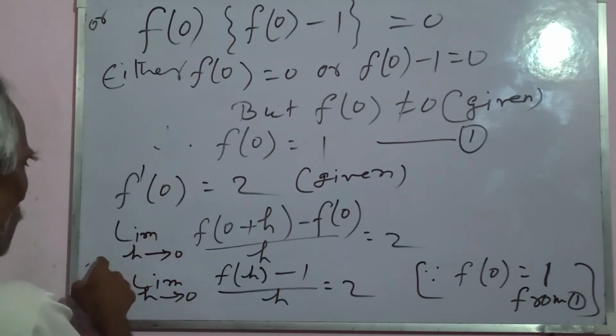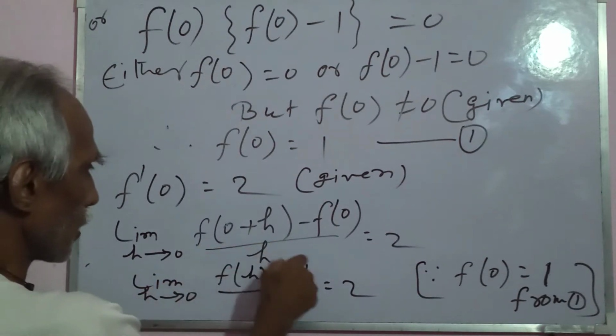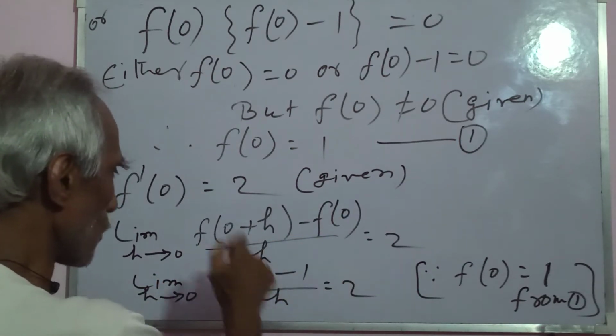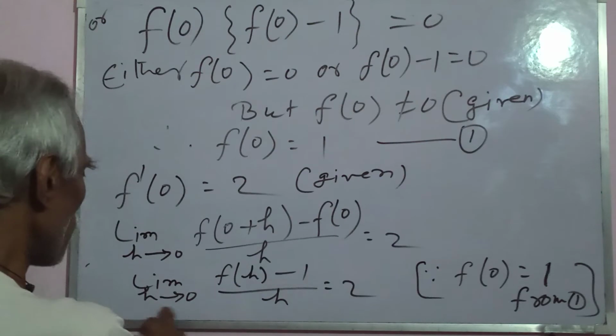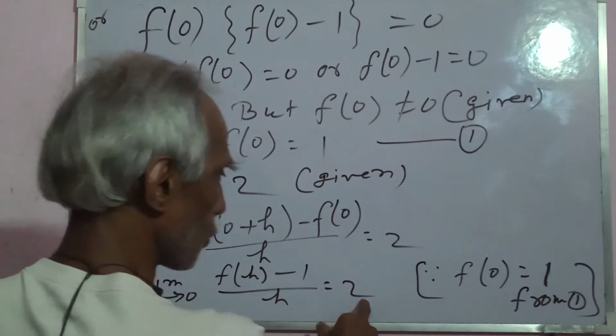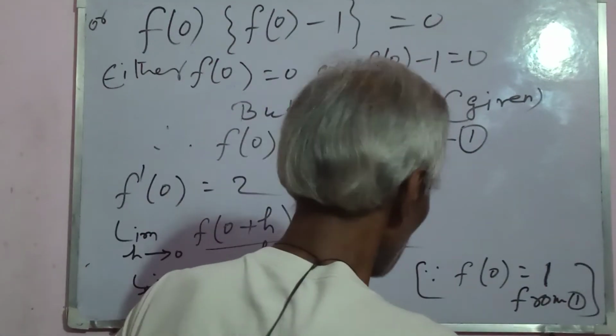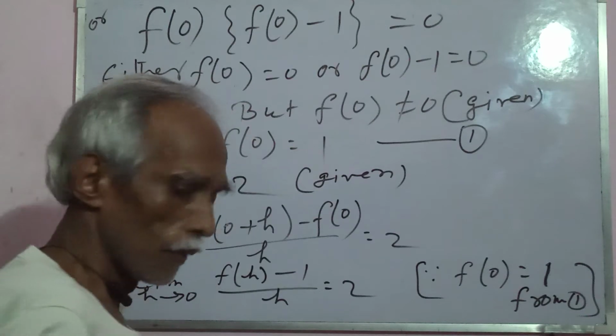Now f'(0) = 2 is also given. From this, we can use the limit as h tends to 0, (f(0+h) - f(0))/h, which is the limit as h tends to 0 of (f(h) - 1)/h, equal to 2, because f(0) = 1, from equation 1.